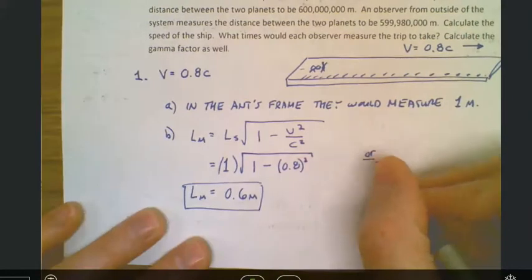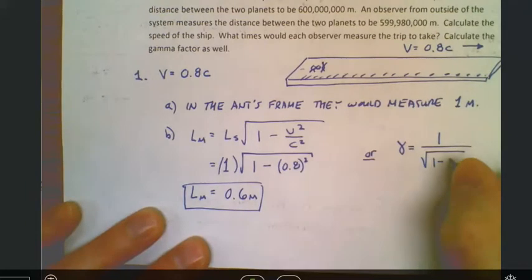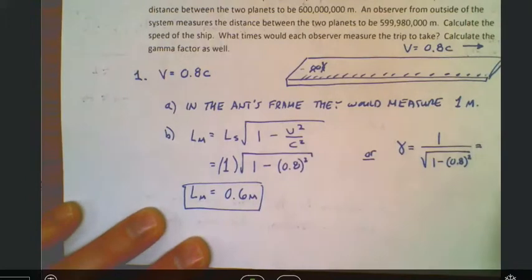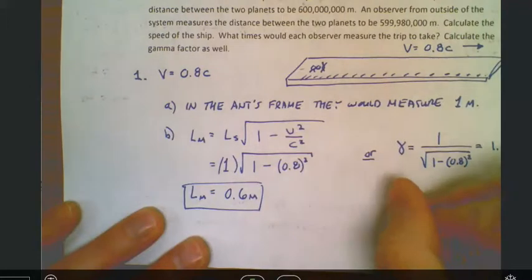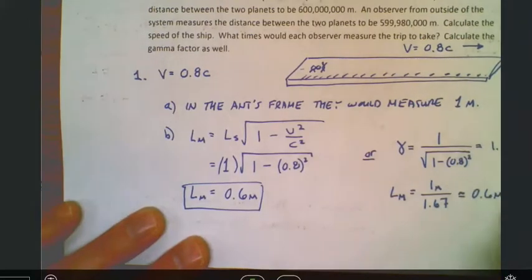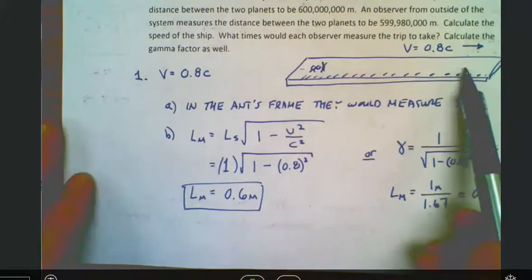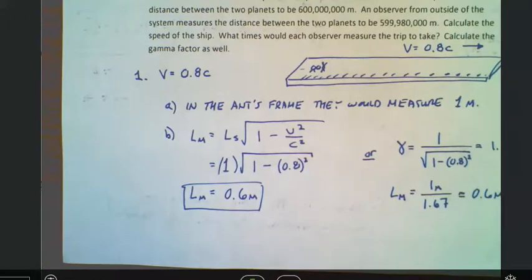Another way to think about this is, we could calculate the gamma factor. And gamma is just 1 over the square root of 1 minus, in this case, 0.8 squared. And if you calculate that, you get a gamma of 1.67. And if you take 1 meter and divide it by 1.67, you get 0.6 meters, the same value. Time passing for this little ant is slower than we would measure outside. So even though it's shrinking, time's also changing.